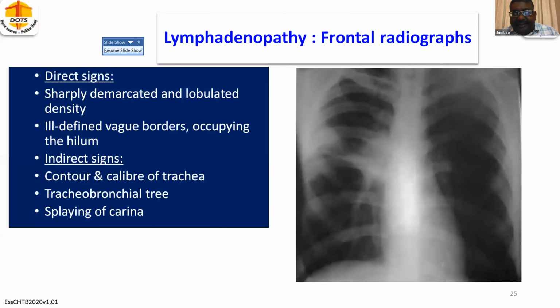Lymphadenopathy has direct signs in the chest X-ray. It could be either a sharply demarcated and lobulated density or ill-defined vague borders, or it could be indirect signs, like the trachea contour will be different, or the tracheobronchial tree will be altered. There will be splaying of the carina also.